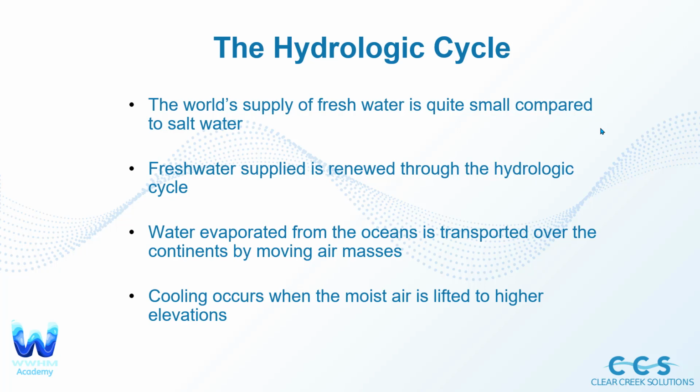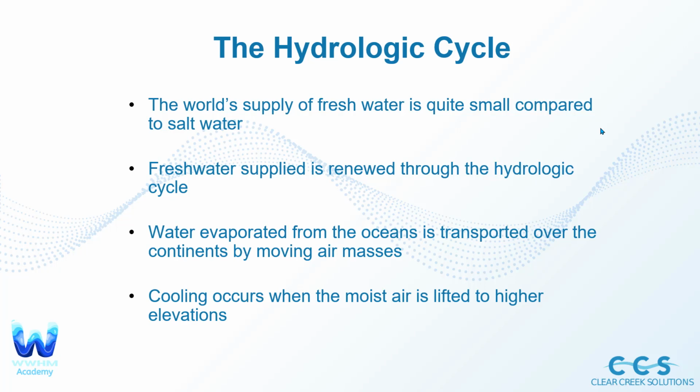Freshwater supply is renewed through the hydrologic cycle, which is what we're going to get into. Water evaporated from the oceans is then transported over the continents by moving air masses, and that's where we're able to get some of our precipitation and rainfall. Cooling occurs when the moist air is lifted to higher elevations. So the higher that air is lifted and that moisture is lifted, it's just going to get colder and colder.